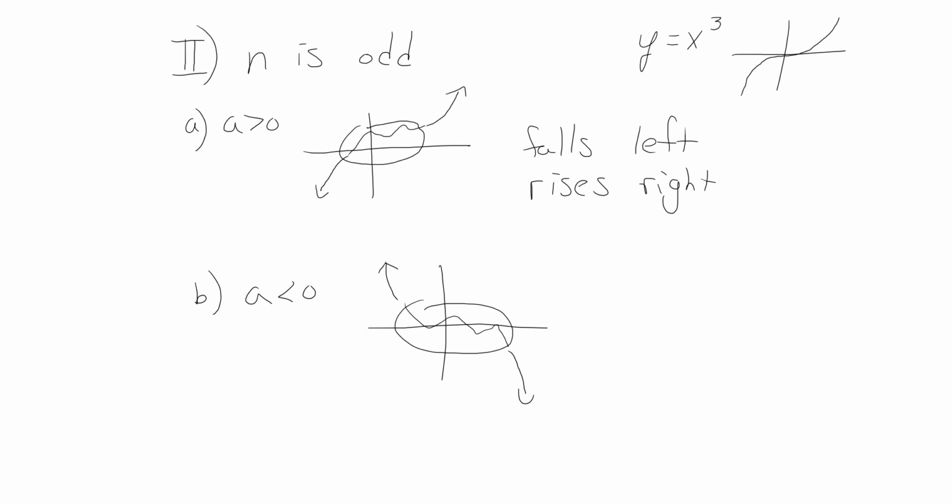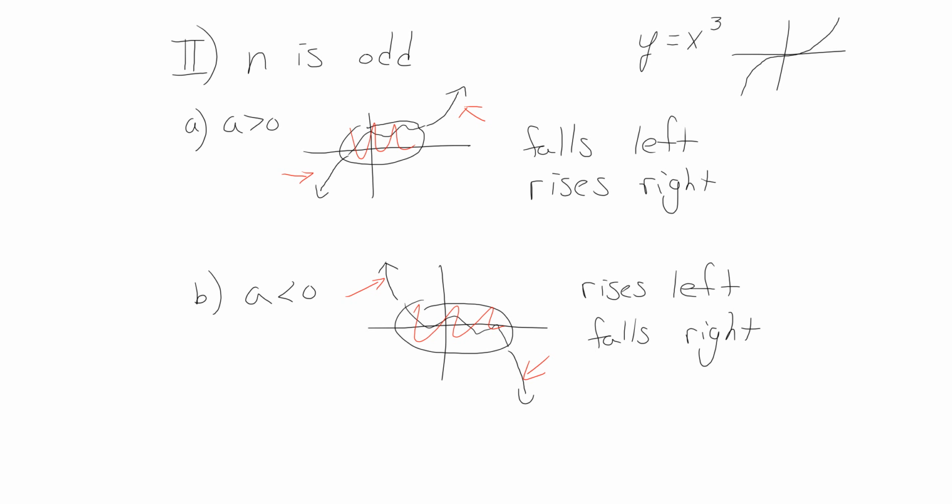So this rises left and it falls right. Once again, we don't care what happens in the middle, so I'm just drawing some squiggly lines. All we care about is this piece and this piece. Those are the 4 pieces we're concerned with. We don't care about the middle, it doesn't even matter if it's there or not.